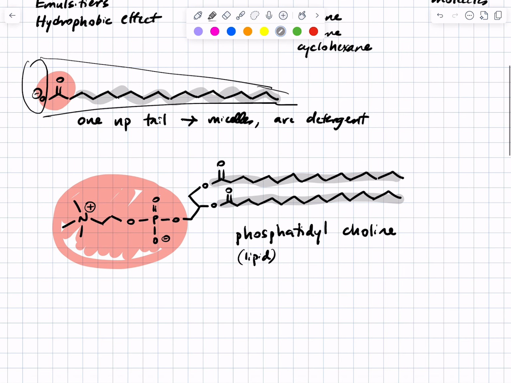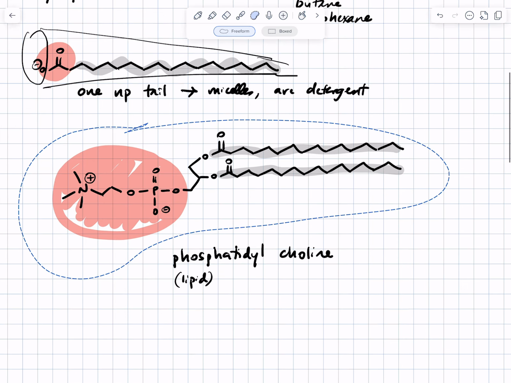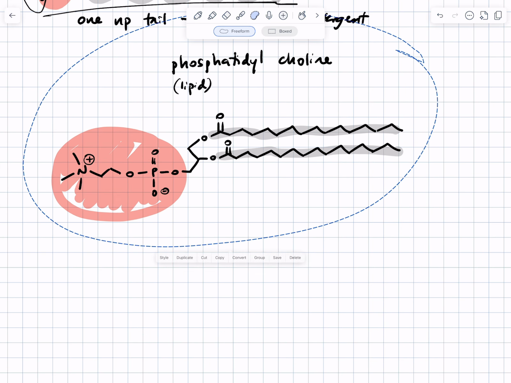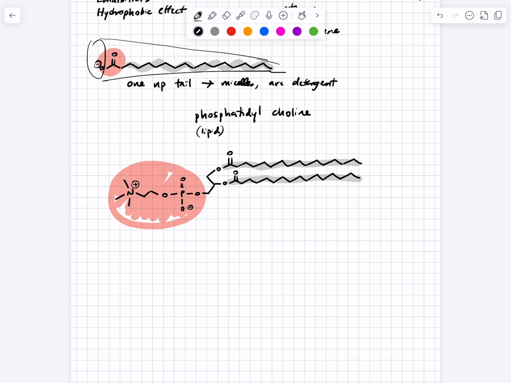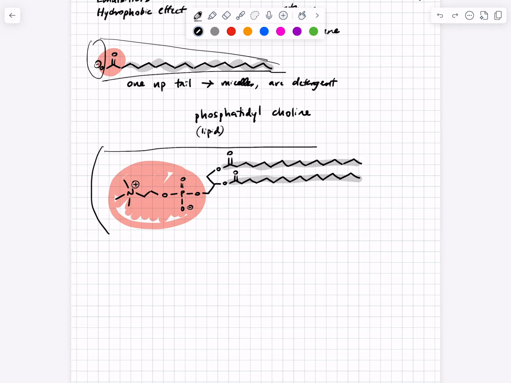And the change from one tail to two seems subtle, right? It should have the same overall properties. But the change from one tail to two makes it so the diacyl glycerol with the polar head group has a more cylindrical type shape. I don't like that cylinder. Let me try again.